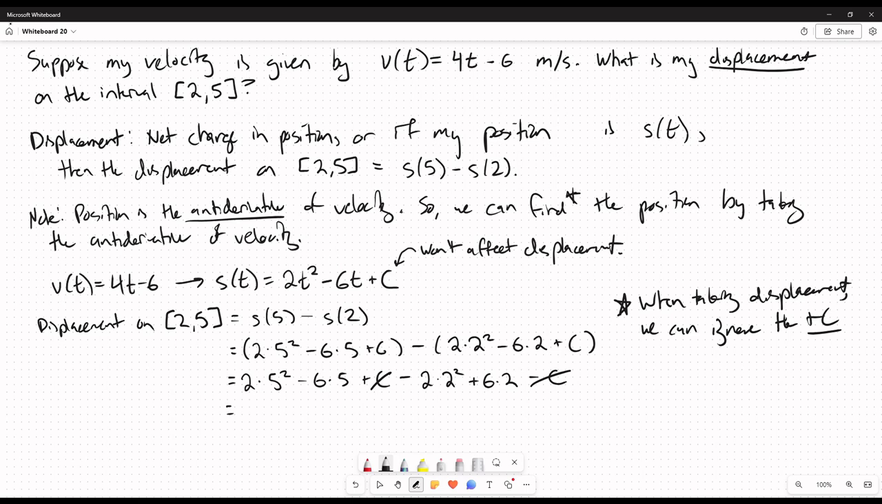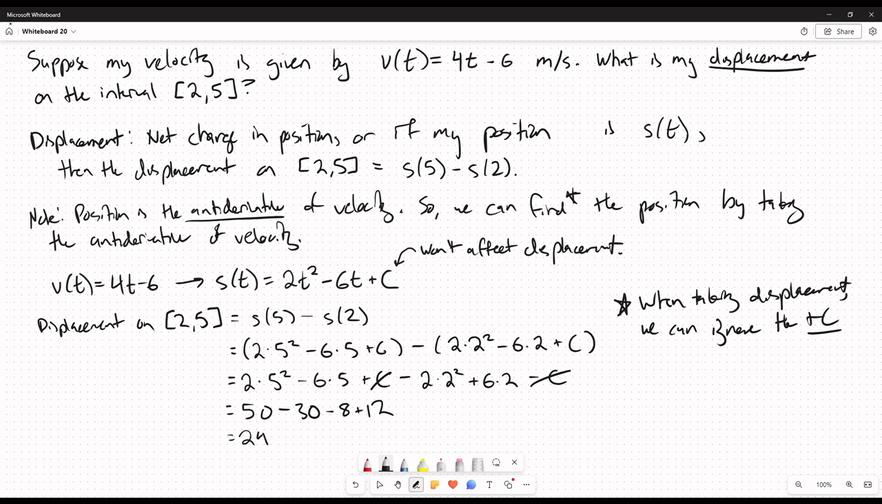So with that, let's go ahead and finish calculating this. We have 2 times 5 squared. That's going to be 50, 2 times 25, minus 30. Plus c, but that canceled out. Minus 2 times 4, that's minus 8. Plus 6 times 2, that's plus 12. That's going to be 50 minus 30 is 20. Minus 8 is 12, plus 12 is 24.